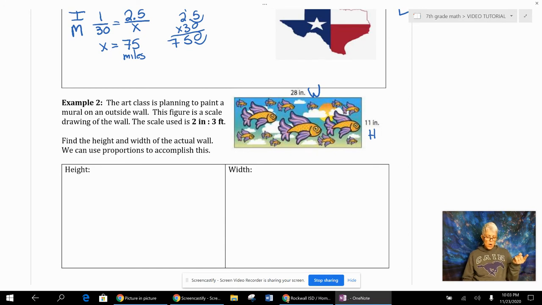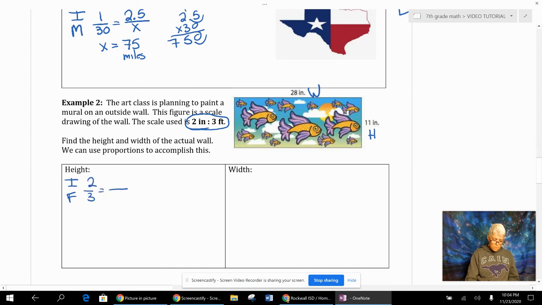Example 2, the art class is planning to paint a mural on the outside wall. A mural is just a very large painting. The figure is a scale drawing of the wall. The scale used is 2 inches equals 3 feet. So I'm going to set that up as my original ratio. Inches to feet. 2 inches, 3 feet.